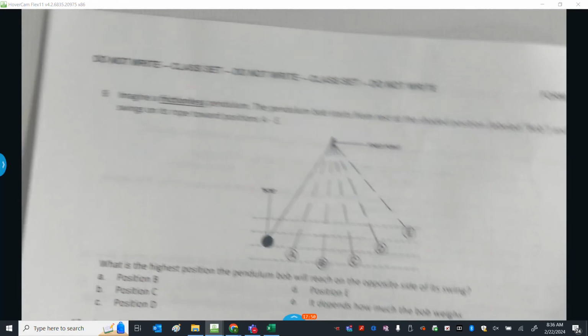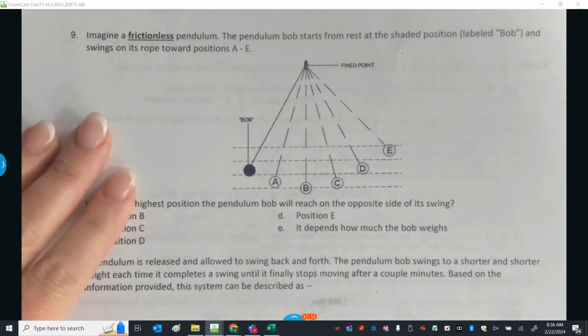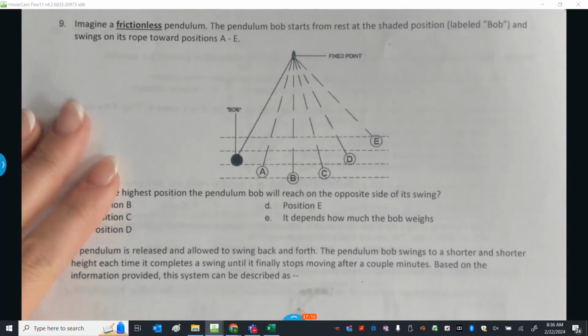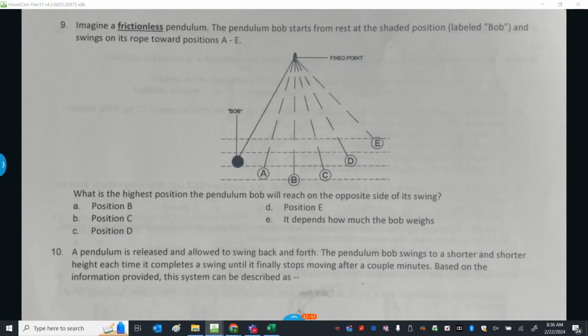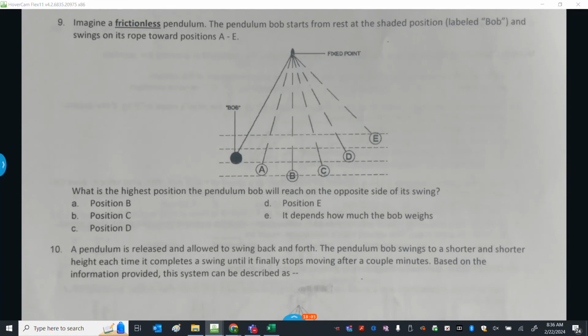All right, this is number 9 on Form A. So again, if you don't have Form A, you were looking for this image of a pendulum. 88% of you guys got this question right, so that's really good. It says, imagine a frictionless pendulum. The pendulum bob starts from rest at the shaded position labeled bob and swings on its rope towards positions A through E. What is the highest position the pendulum bob will reach on the opposite side of its swing?